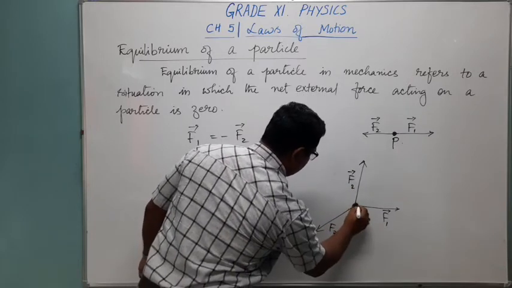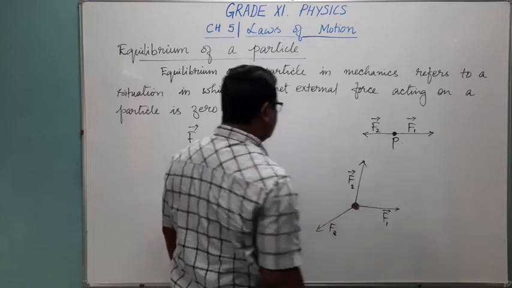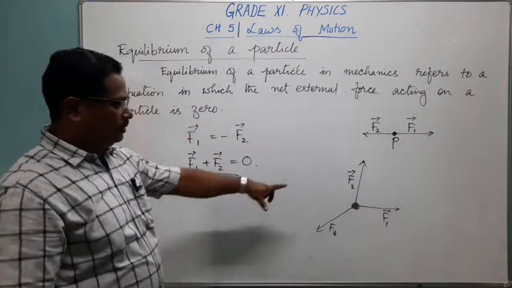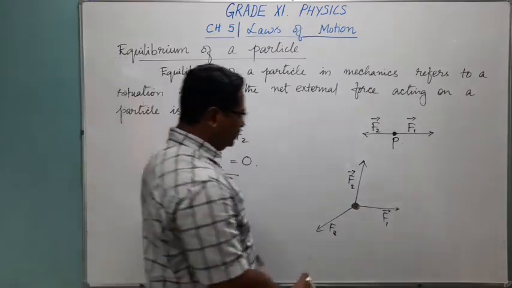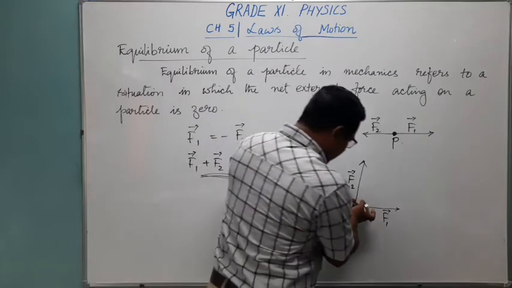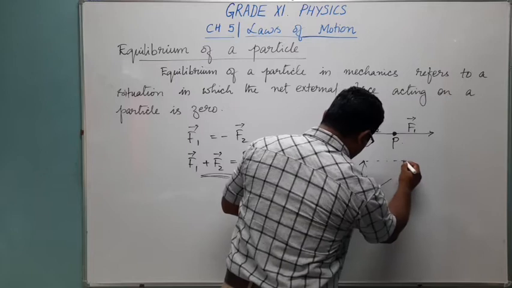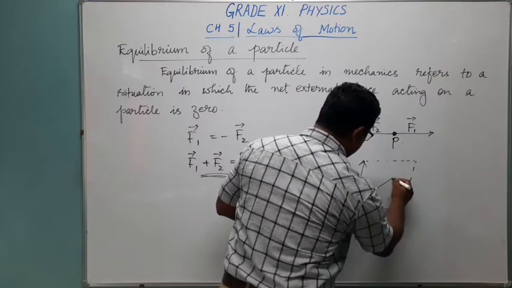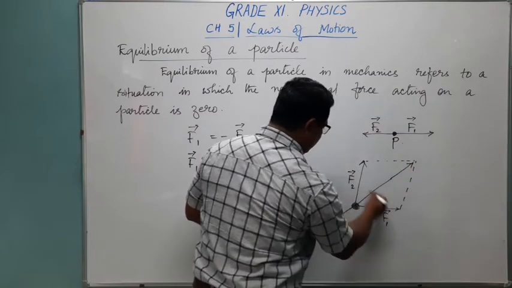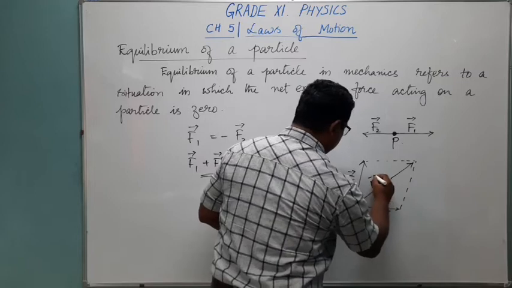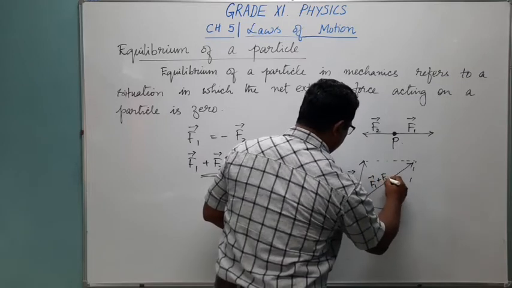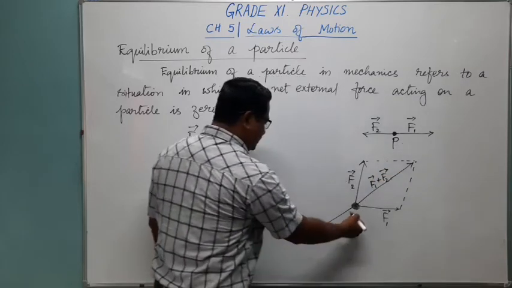You can take it like this. And in this case, for three concurrent forces, we'll use our parallelogram law of vector addition. The diagonal of the parallelogram will give you the resultant. This will be the sum of both F1 and F2, as you know. F1 plus F2. And this is F3.